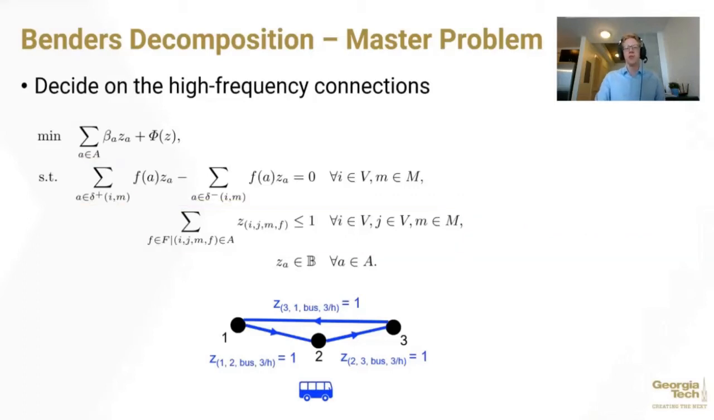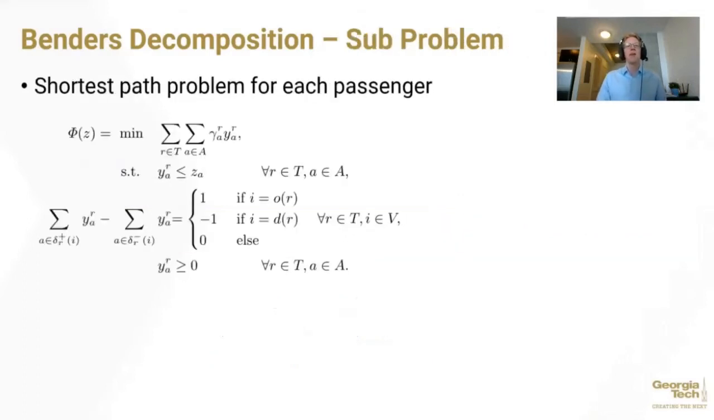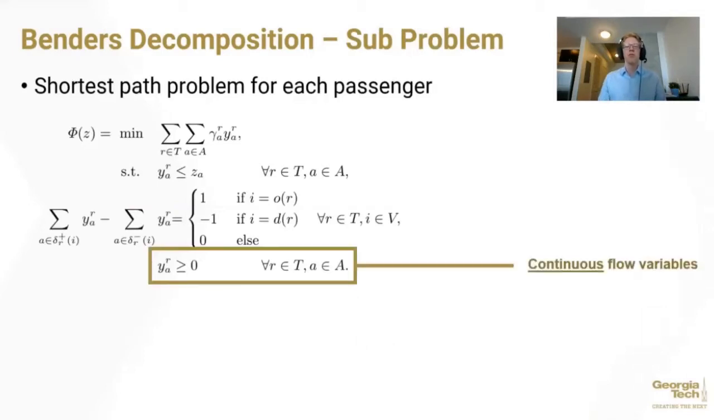So that's the master problem. Determine the high frequency connections. Then we have the subproblem. And the subproblem amounts to a shortest path problem for every passenger to find the cheapest way to go through this network. First, we have these flow variables to model how passengers flow through the network. And I want to point out that these can be continuous.